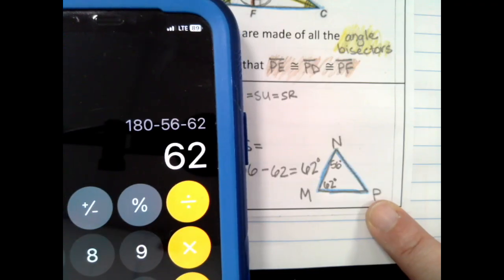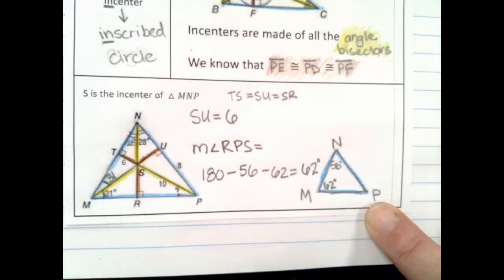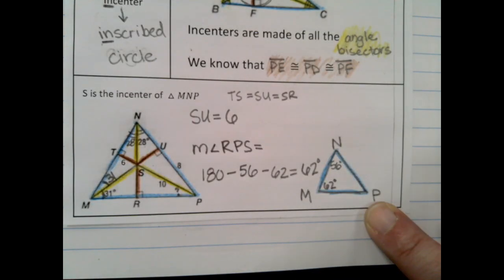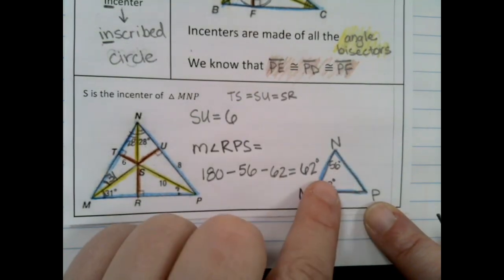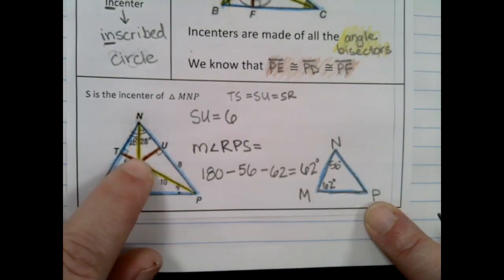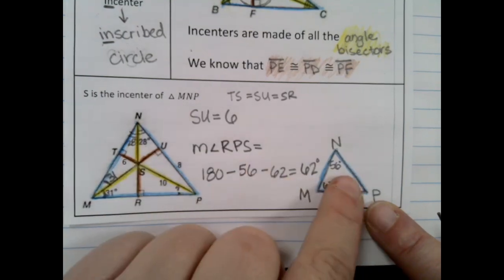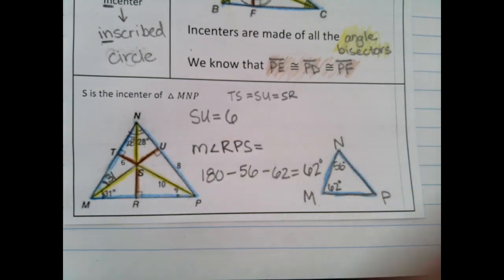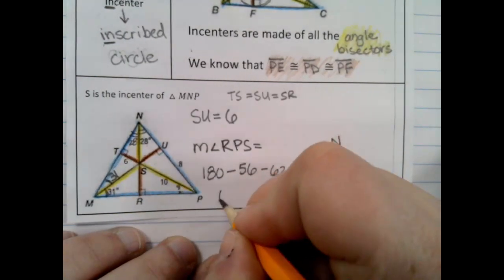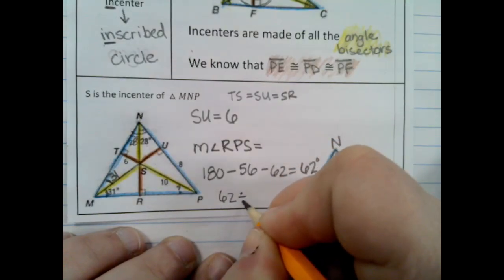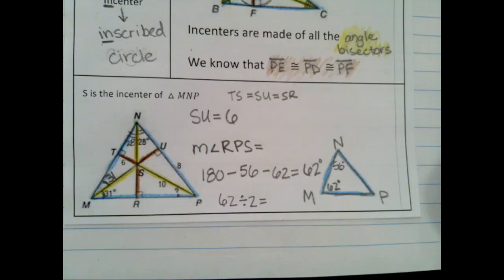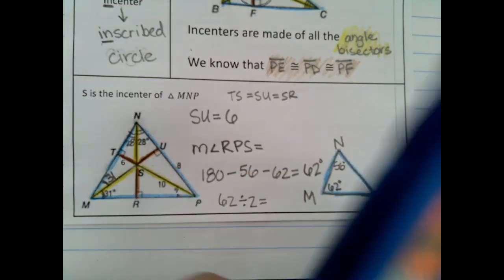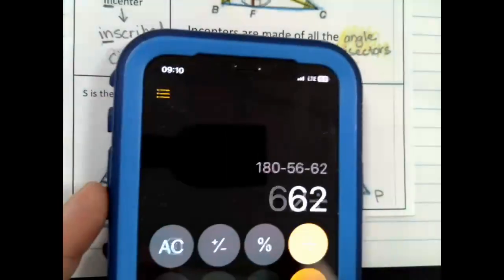When I look back at what I was trying to find, was I trying to find the whole angle? No, I just wanted the bottom half. So how can I take 62 if I have an angle bisector? How can I take 62 and split it? Good, divide it by 2. So 62 divided by 2.